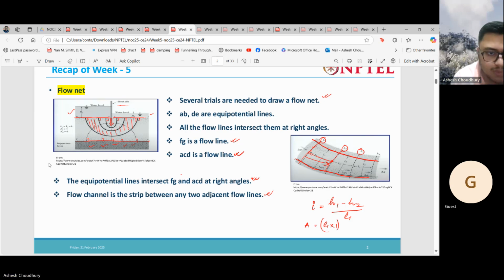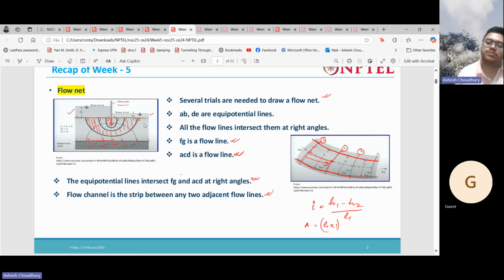FG. Okay, see in this, FG is a flow line. FCT is a flow line. FG means this is a flow line. Then ACT is a flow line here, and these are equipotential lines. Equipotential lines intersect FG and ACT at right angles. So here you can see these are right angles.